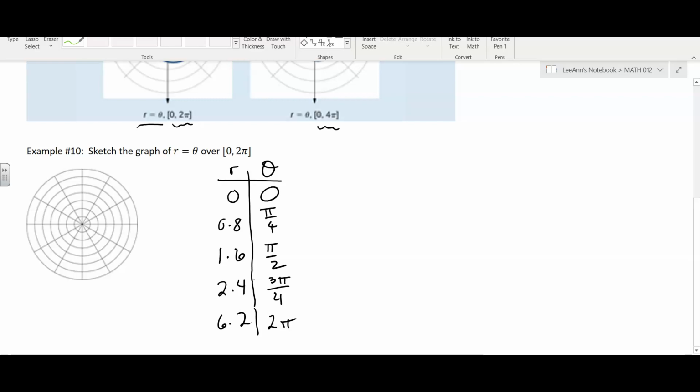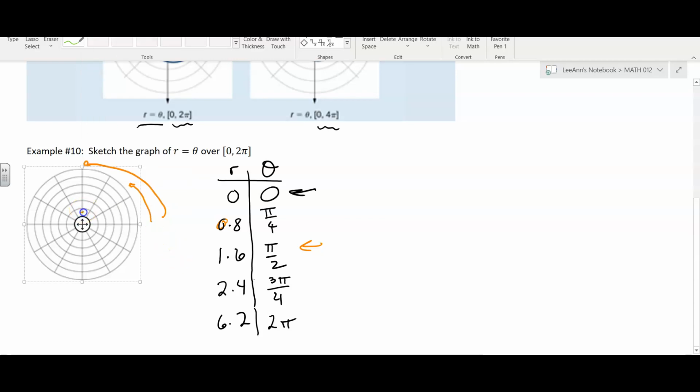So now what does that look like? Well, when I have a radius of 0 and I didn't rotate anything, that is going to be at the pole. Okay, so now I've got a radius of 0.8 approximately, and I'm going pi over 4. So I'm rotating to like here, and then where's pi over 8? I don't know, maybe 0.8. It's going to be before the first circle. And then pi over 2, so I'm rotating up to here, and then I'm going 1.6, so maybe around there.